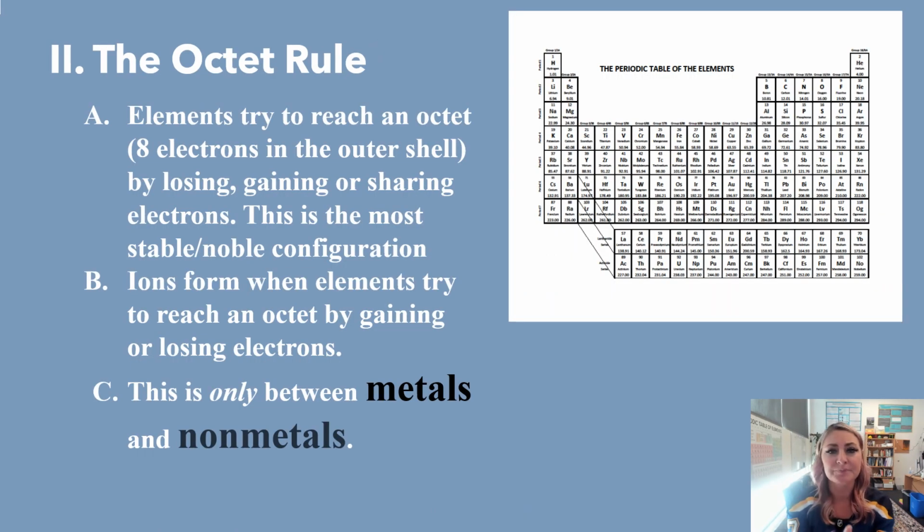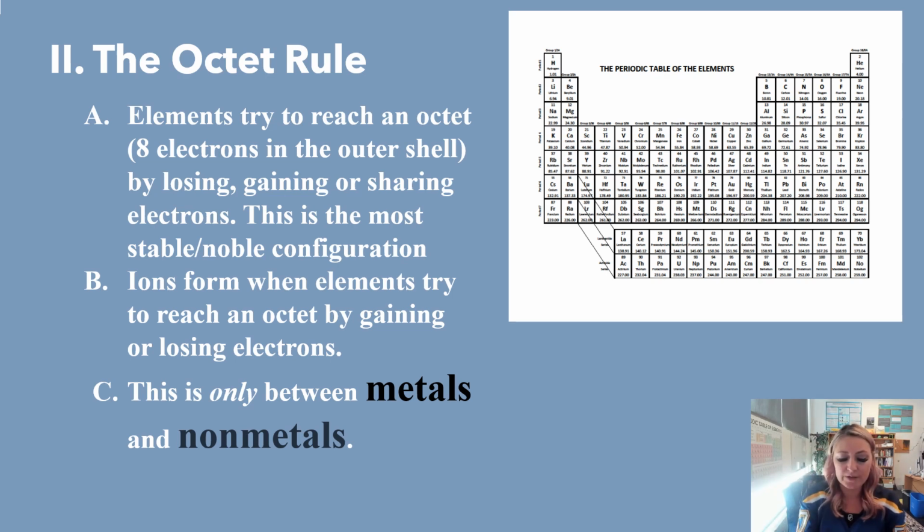So the octet rule is a rule that elements follow. They want 8 electrons in the outer shell. They want to reach an octet in that outer shell. And for some elements, say if you have 7 electrons already there, it's easy just to gain an electron and you're at 8. And for other elements like our metals, they only have 1 in their outer shell. It's easier for them to give 1 away and drop to the previous noble gas configuration. But really, it's all about what can I do to get to that magic number of 8? Am I going to lose, gain, or share electrons to reach a stable or noble gas configuration?